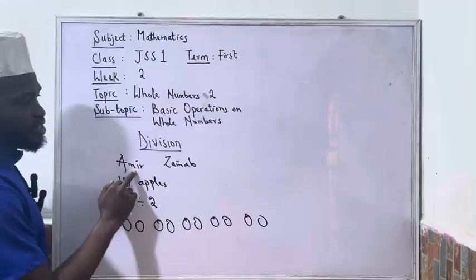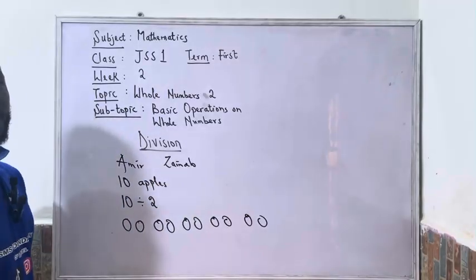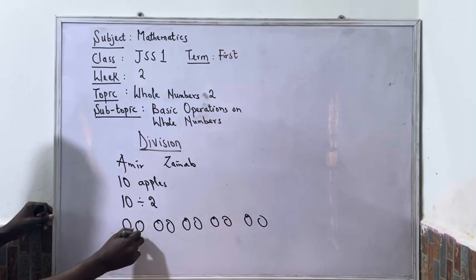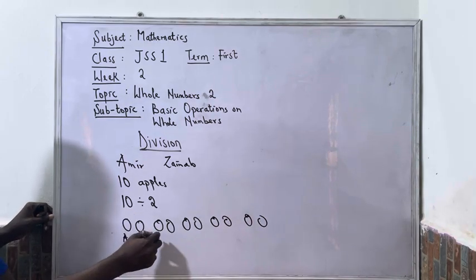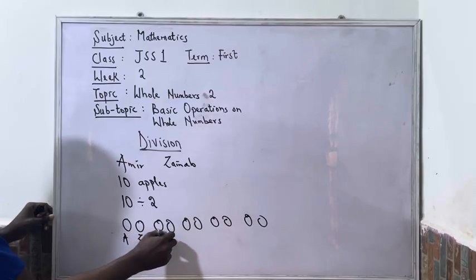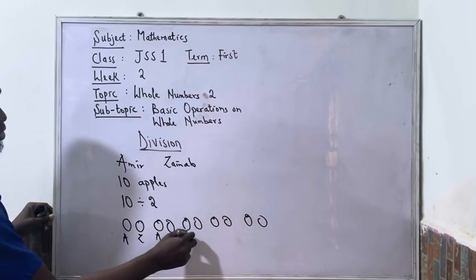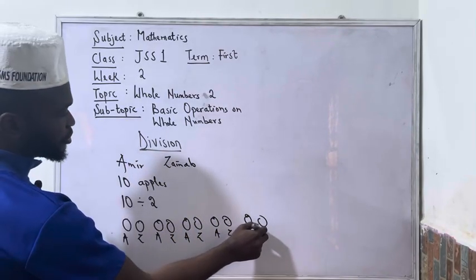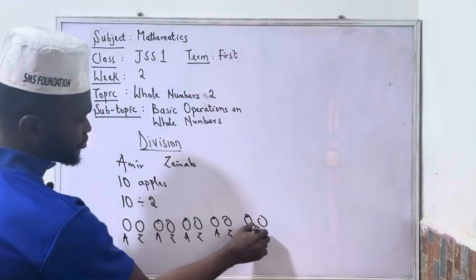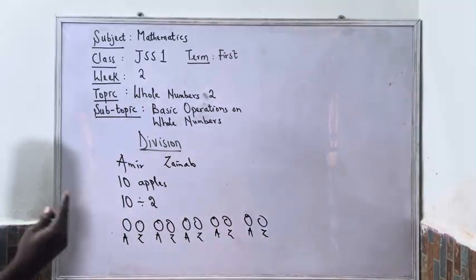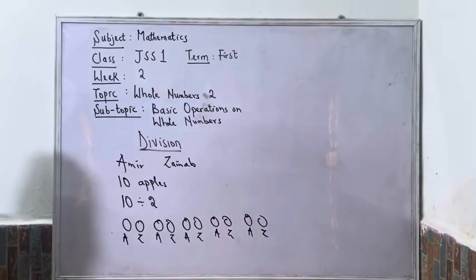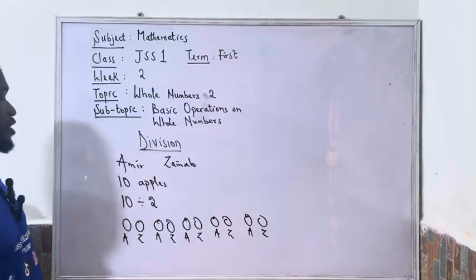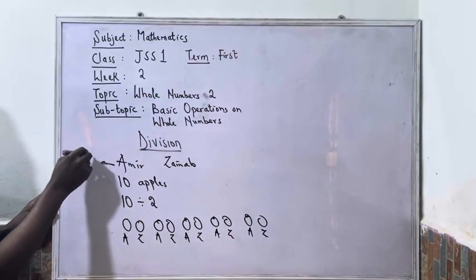So Amir will get 5 and Zainab will also get 5. How did I know? If this first apple is for Amir, then the second one will be for Zainab. If this is for Amir, then this will be for Zainab. This for Amir, this for Zainab. This for Amir, this for Zainab. Amir, Zainab. So now let's count all the ones that Amir gets. This is 1, 2, 3, 4, 5. So that means Amir is going to get 5 apples.